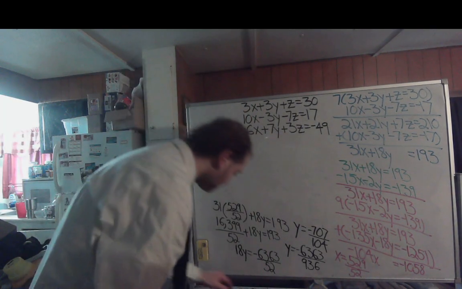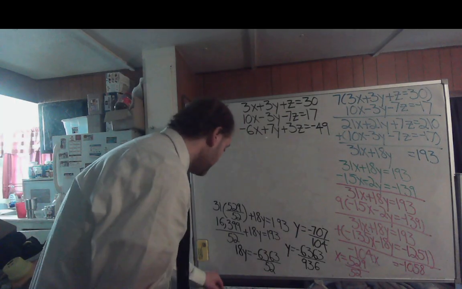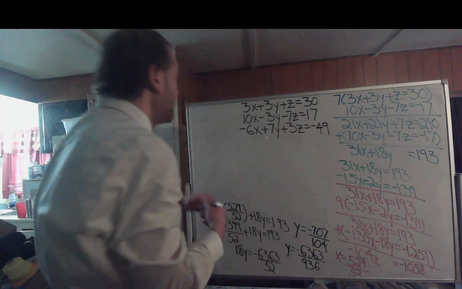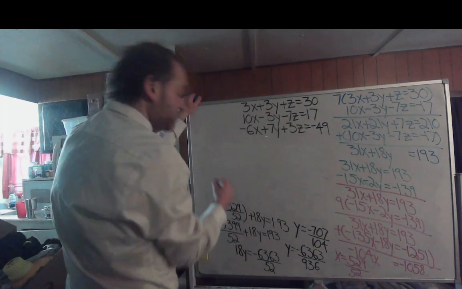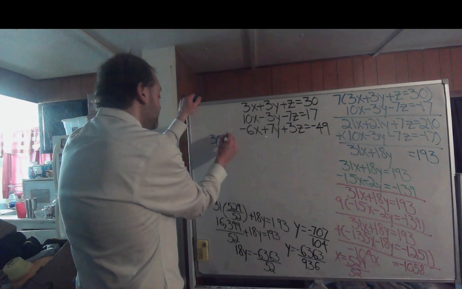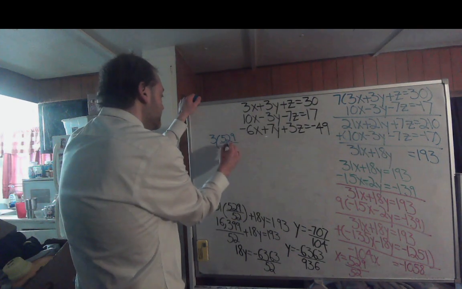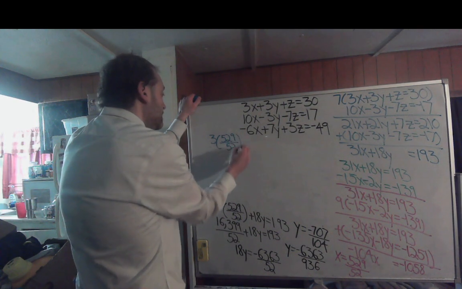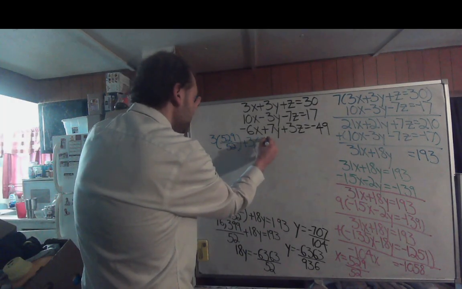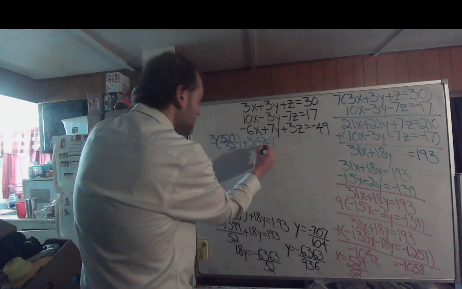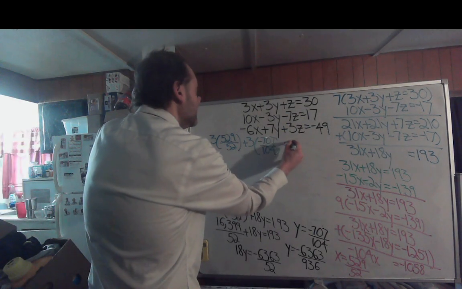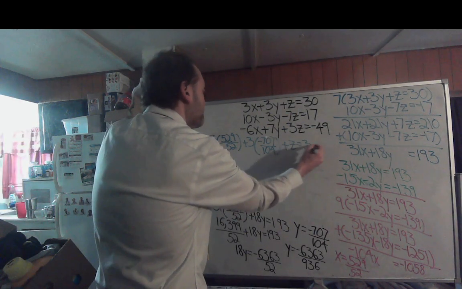Sometimes you'll have that with these 3-variable equations. It can be absurd and ridiculous how long these can get and how big they can get. So let's go ahead and take our x value of 529 over 52. So 3 times 529 over 52 plus 3 times our y value of negative 707 over 104 plus z, set all that equal to 30.